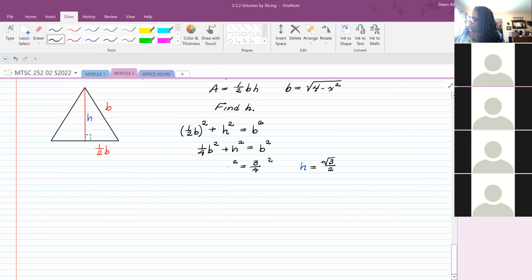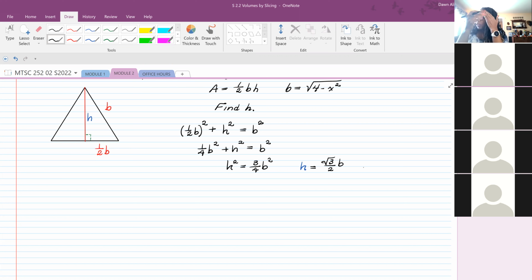This is H squared is equal to B squared. Good. Okay, now it's right. All right, so H squared is 3/4 times B squared. So therefore, H is the square root of 3/2 B.